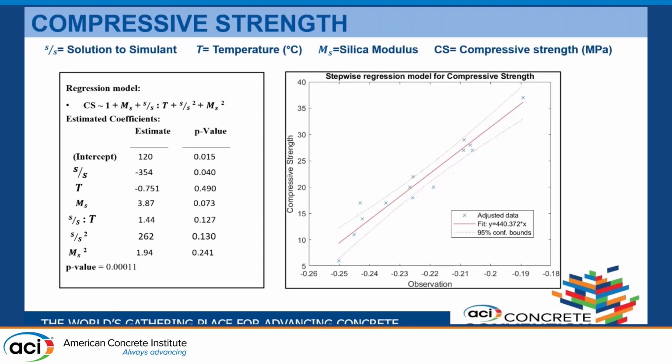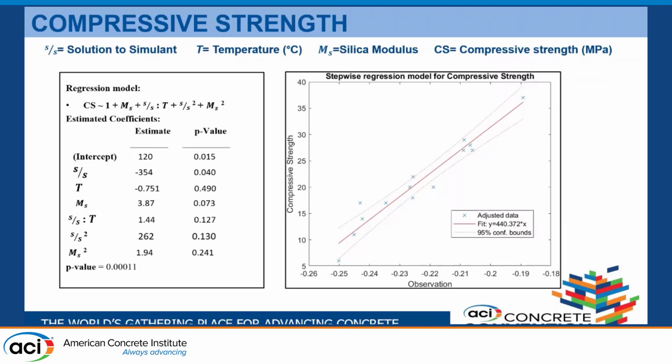This shows the specific model of my compressive strength, how it resulted considering all the three parameters. I used a stepwise regression model, and how this compressive strength is proportional to all of those three parameters and their interaction terms. As you can see, the S to S, which is solution to simulant ratio, is inversely proportional to the compressive strength. Similarly, temperature is also inversely proportional to the compressive strength, and silica modulus is directly proportional to the compressive strength.